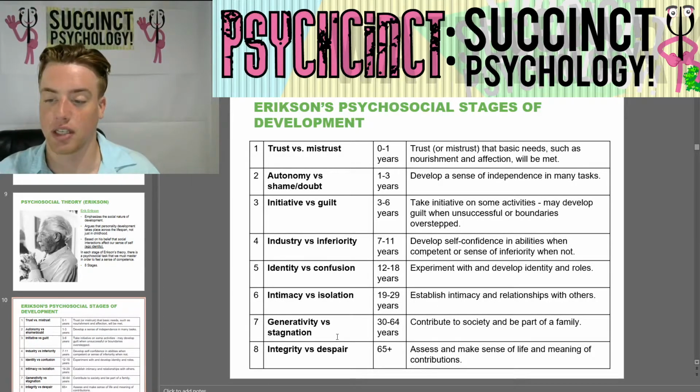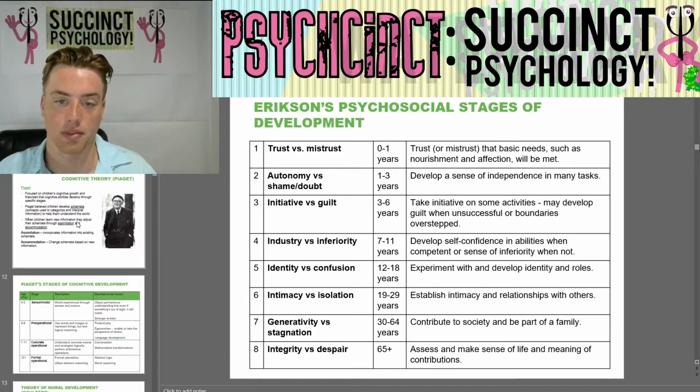Stage 7, generativity versus stagnation, 30 to 64 years, so contribute to society and be part of a family. And finally, we have stage 8, integrity versus despair, 65 plus, assesses and makes sense of life and meaning of contributions.